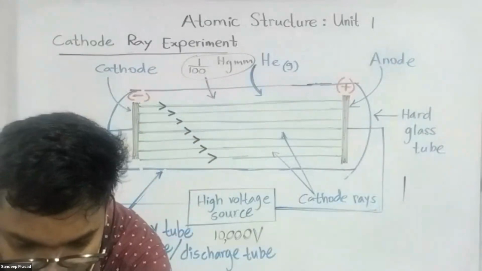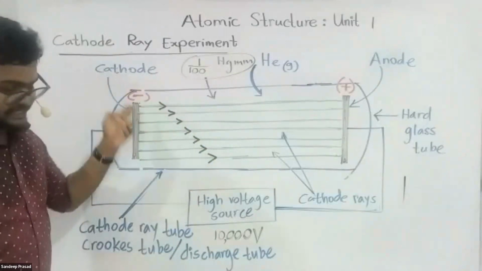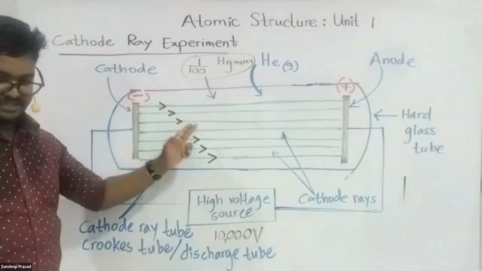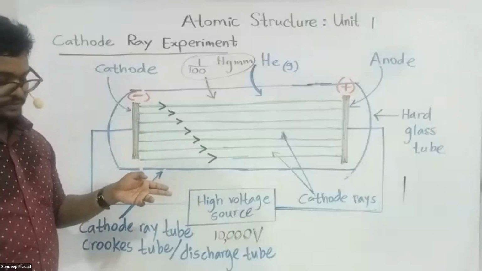So why was high voltage given in the experiment? High voltage is given because if something is passing, we have to see it properly. That's why they are using a high voltage source. We are passing a current.